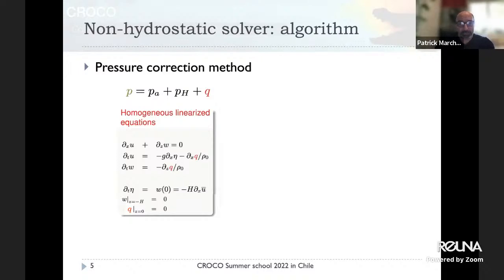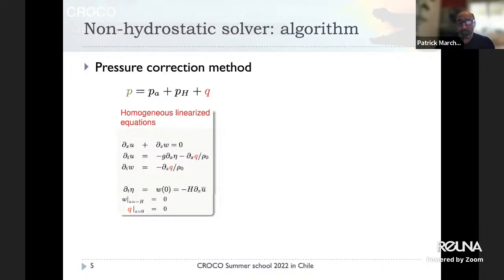We can then write below the homogeneous linearized equations for simplicity, so there are no advection terms here. And you see that there's a non-divergent equation. So we write the equation for U and W. One component is horizontal and one is vertical. And then you have the momentum equations for U and W below that are written in terms of the non-hydrostatic pressure gradient.